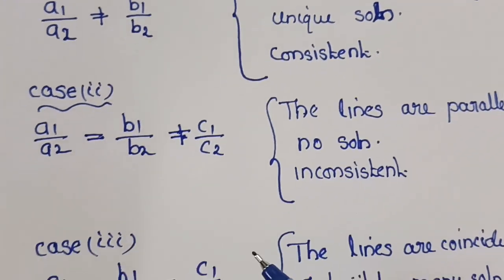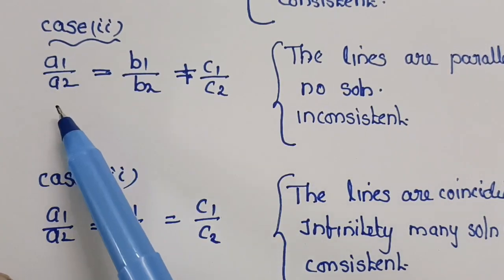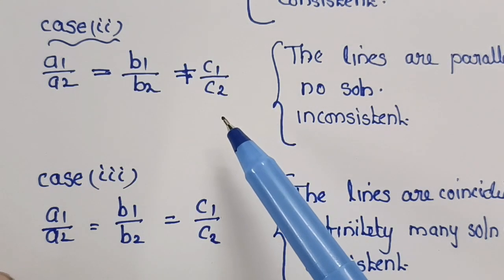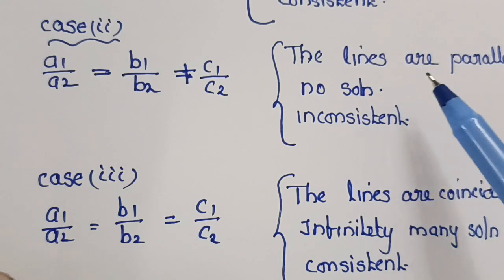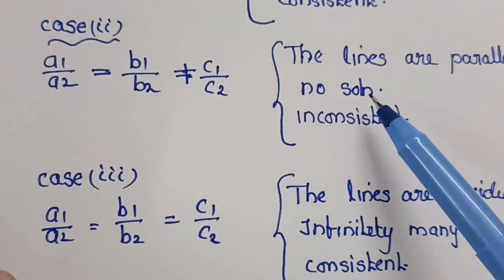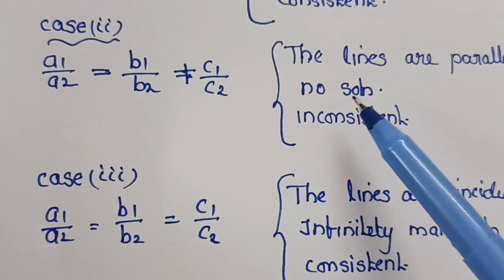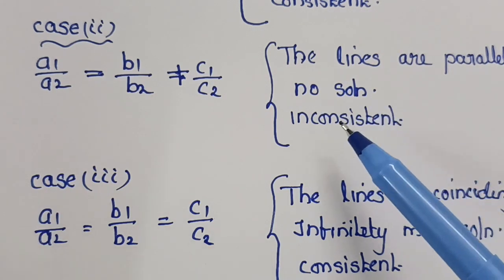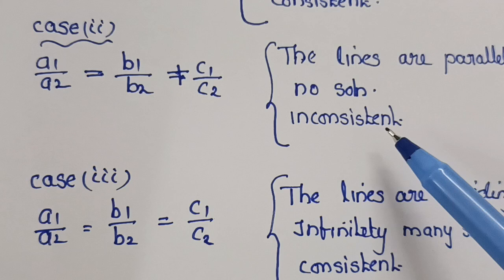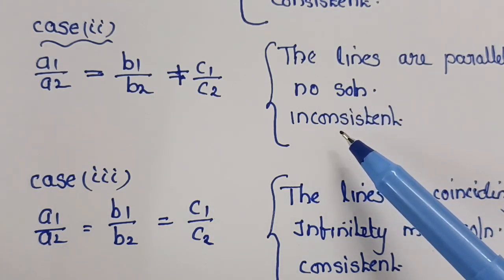Case 2, if a1 by a2 equal to b1 by b2 not equal to c1 by c2, then the lines are parallel and there is no solution. Lines are parallel means there is no common solution, isn't it? Therefore there is no solution and the system is inconsistent. If there is no solution, then the pair of linear equations is inconsistent.